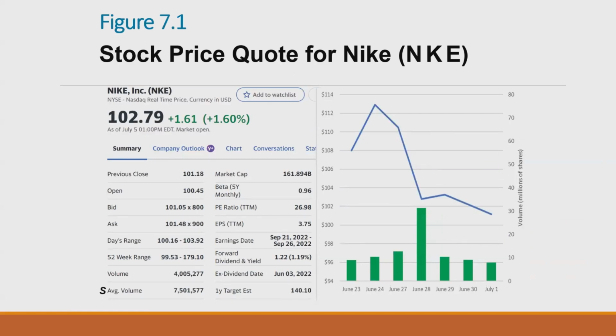Here again, you'll see figure 7.1, which is the stock price quote for Nike. As I mentioned earlier, the ticker symbol is NKE for Nike. And you see that the real-time price for Nike at that particular time on July 5th was $102.79. And that was at the opening of the market, or market open.